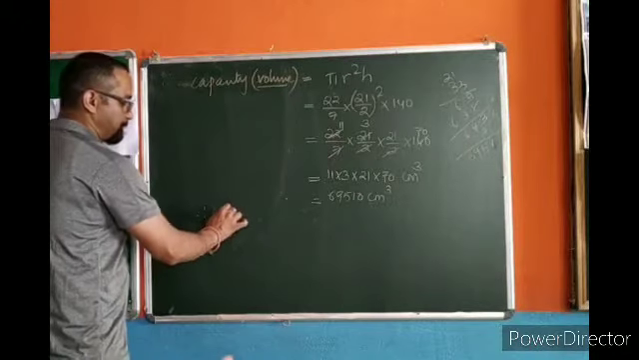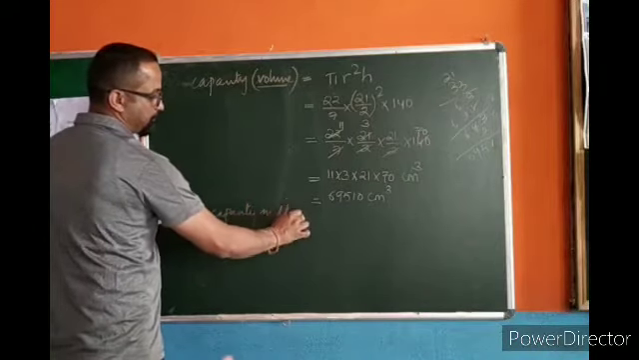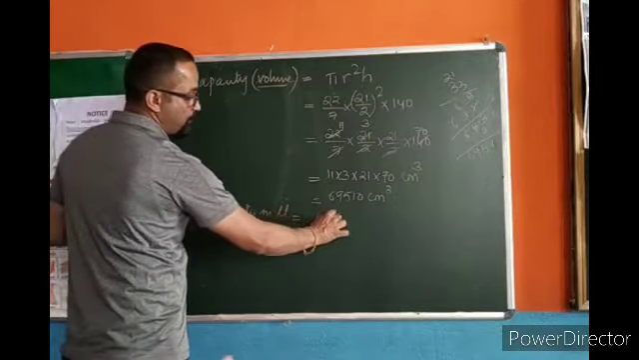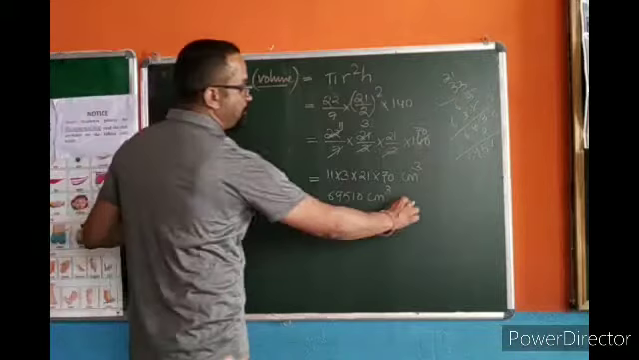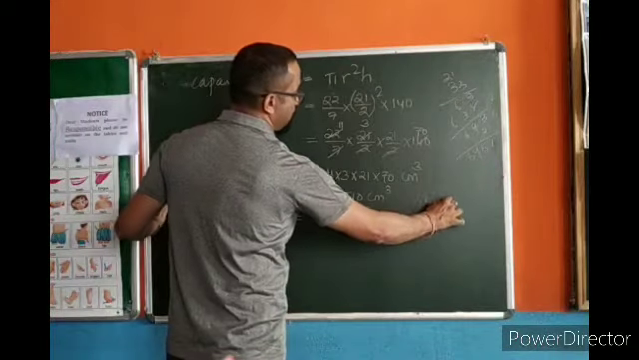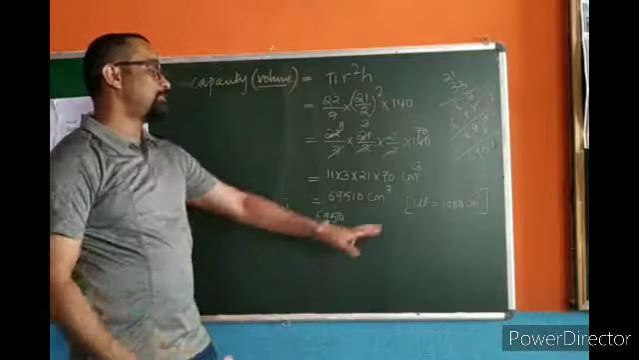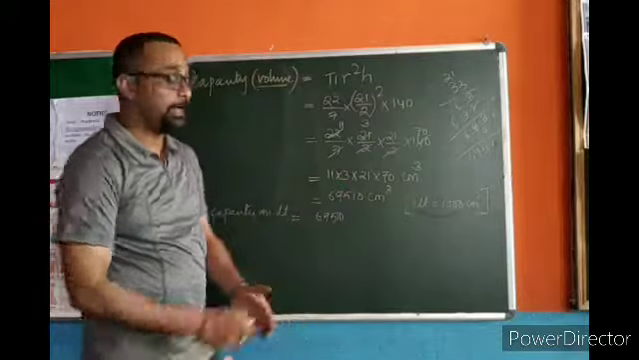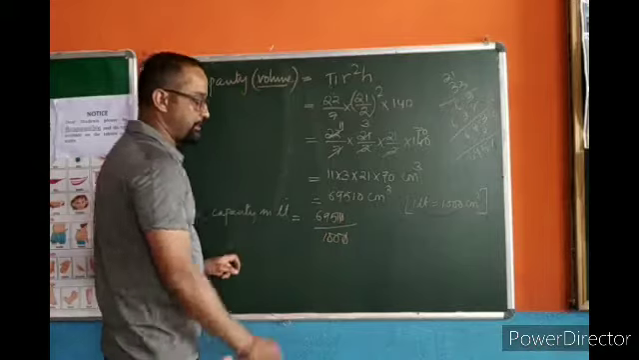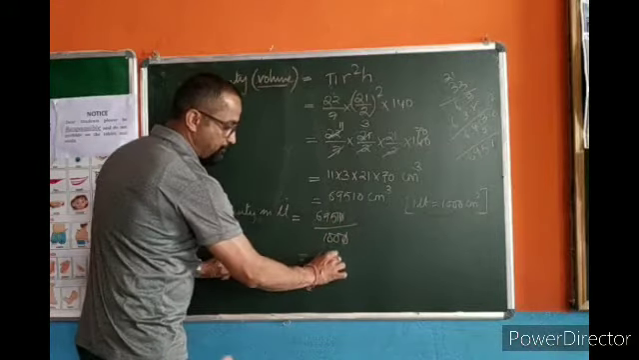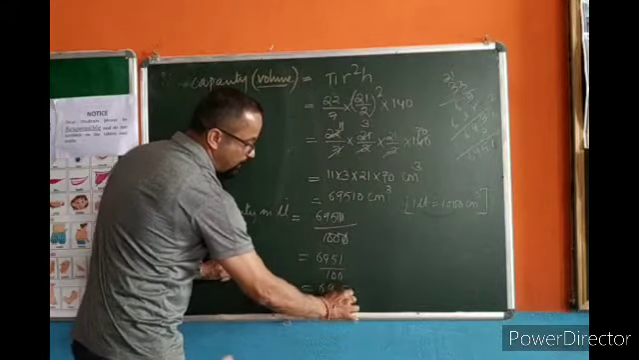Therefore, capacity in liters, centimeter cube should be converted into liters, and remember 1 liter is equal to 1000 centimeter cube. So when you convert centimeter cube into liter, you need to divide by 1000. Cancel these zeros. 69.3 liter.